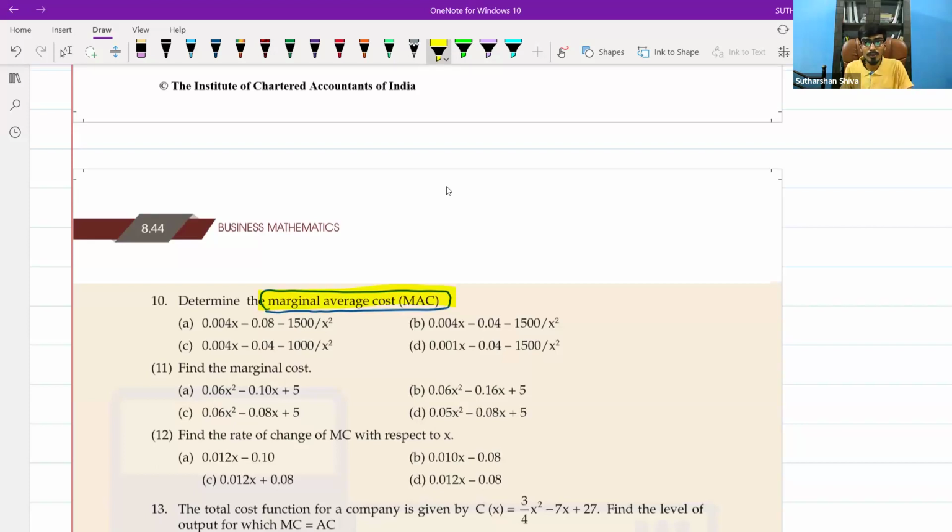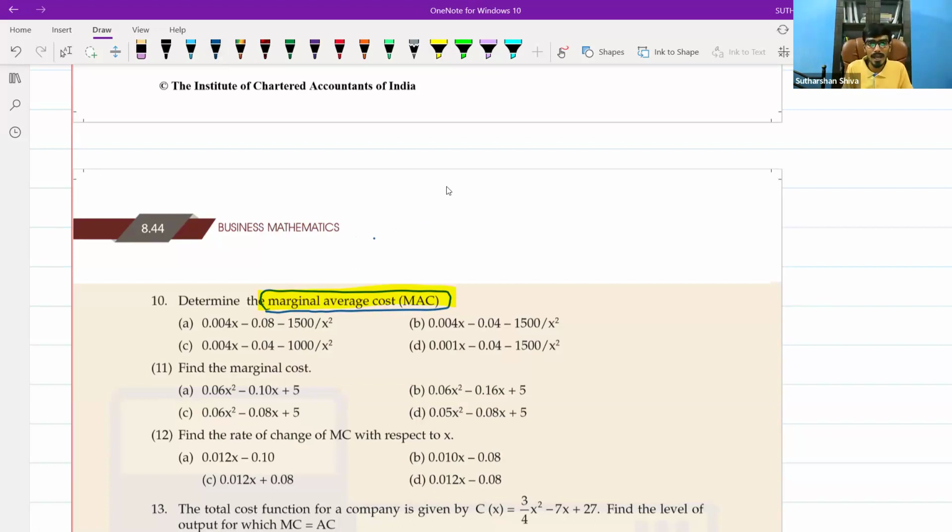For that, what do you need to do? First step is average cost, and then you differentiate to find the marginal cost from total cost, average cost, and then average cost to marginal average cost. So it will be a two-step approach, and it becomes somewhat time consuming. You may get the correct answer, but it will take time. So that's what the question paper will be. Okay, so we will go here.